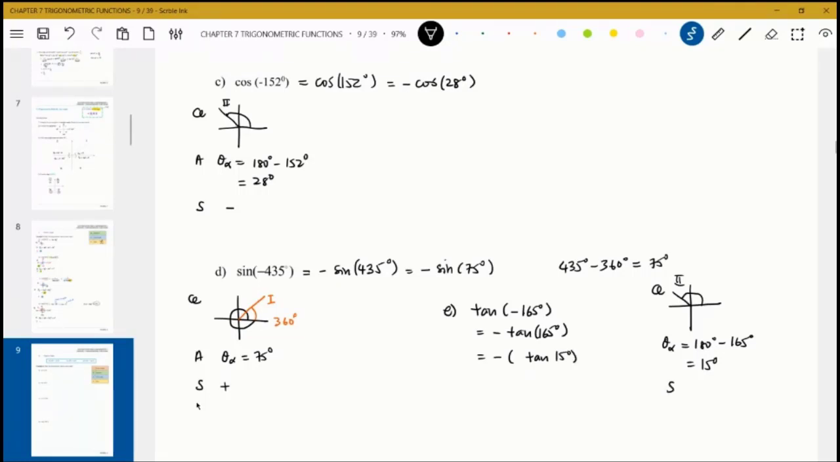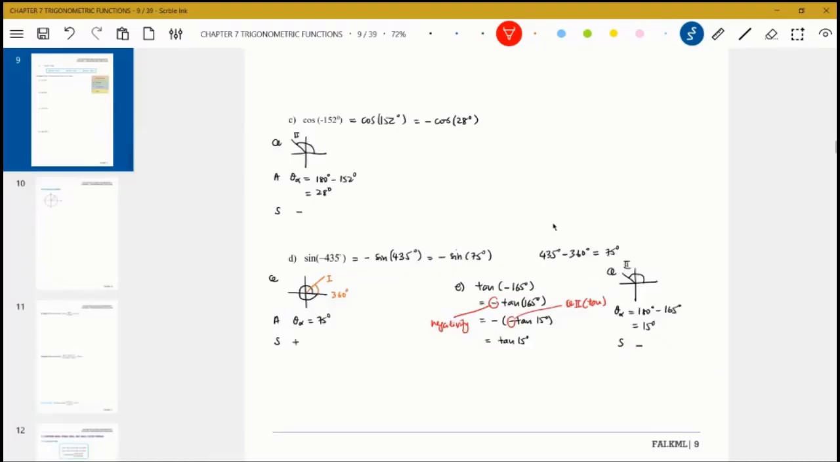Untuk second quadrant, tangent positif negatif? Negatif. So di sini kita akan letak negatif. So negatif jumpa negatif, positif. So will be positive tangent 15 degree. So yang ini untuk negativity. Yang ini untuk second quadrant. Okay, so negatif jumpa negatif dia akan jadi positif tangent 15 degree. Okay, are you good then?